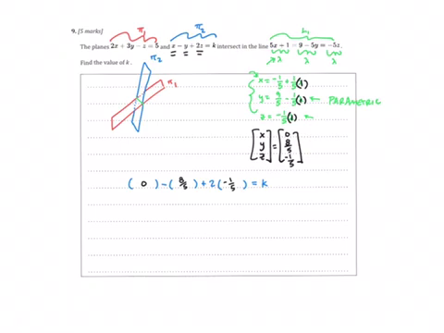But here I'm just going to solve, and I'm going to get negative 8/5 minus 2/5 is equal to k, which is negative 10/5. Therefore, k has to equal negative 2. And that's it, guys. That's a 5-mark question.